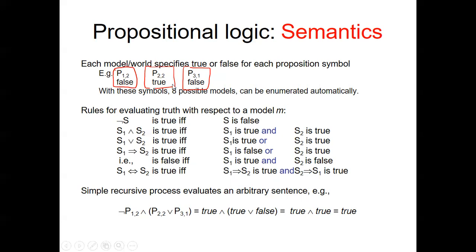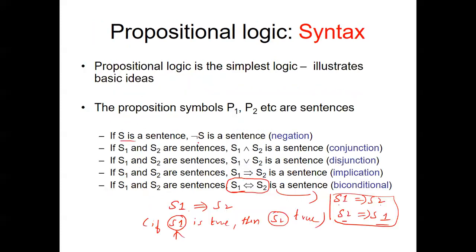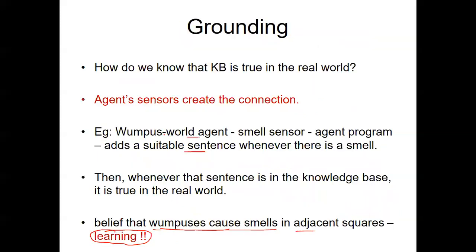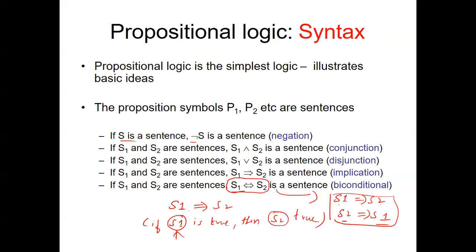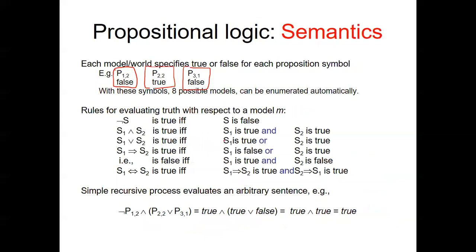Now, in the previous slide we discussed that if S is a sentence, then not S is also a sentence. Here we are discussing the truth value associated with it. So if not S is true, then obviously S will be false. And the reverse way, if S is true, then not S will be false.